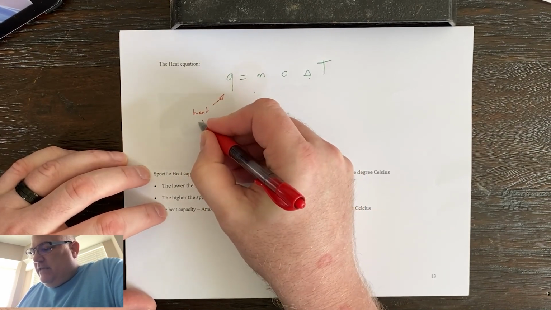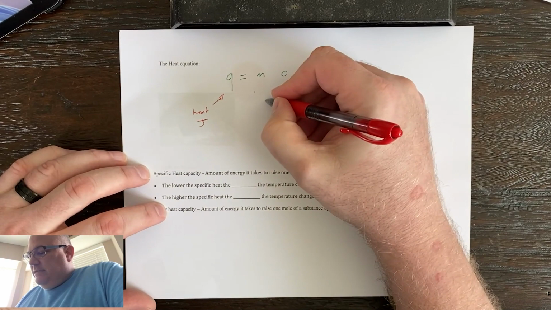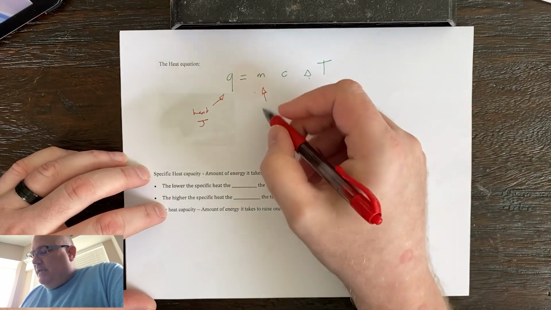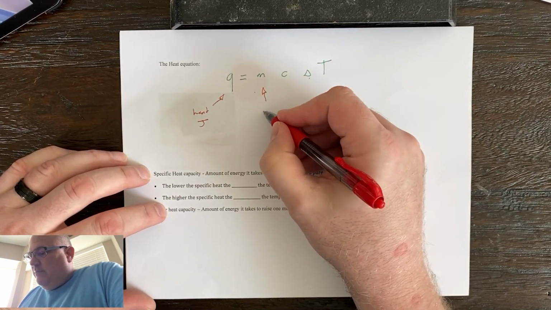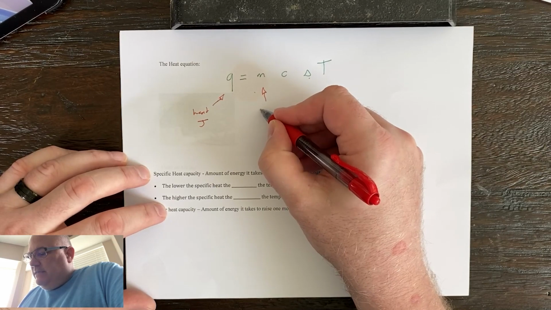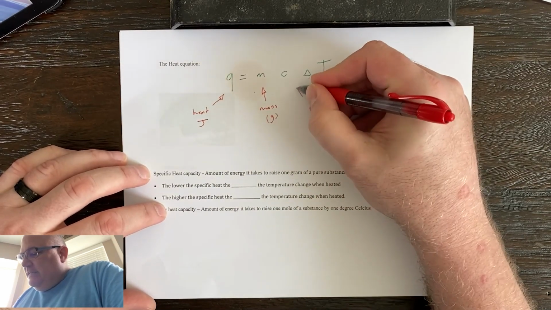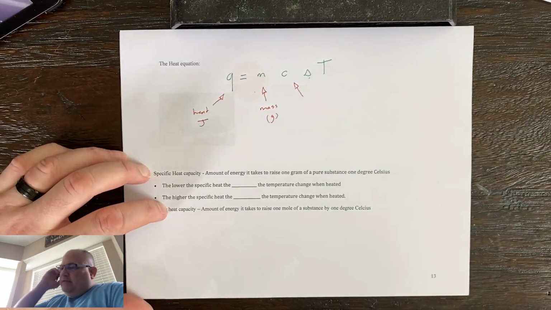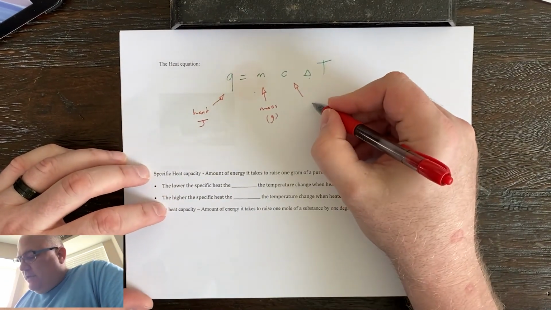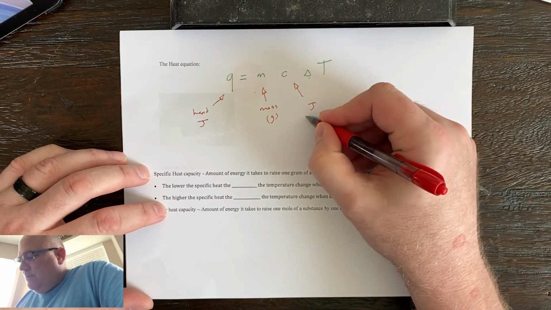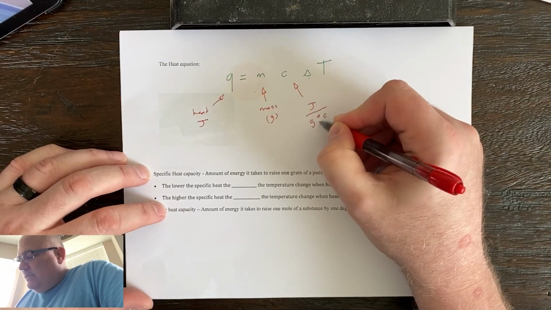We typically measure that in joules. m is the mass of whatever is being heated or losing heat, and that mass is measured in grams. c is called the specific heat, and this is what makes things work. The units are kind of tricky here: it is joules per gram degree Celsius.